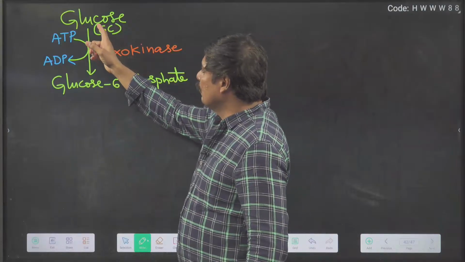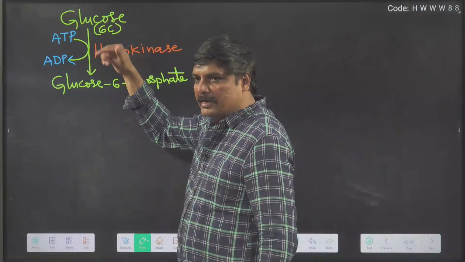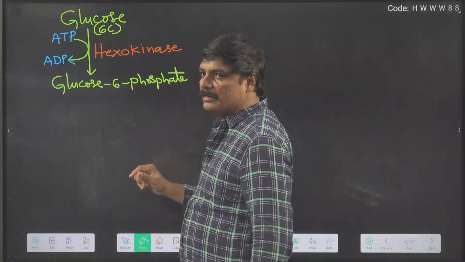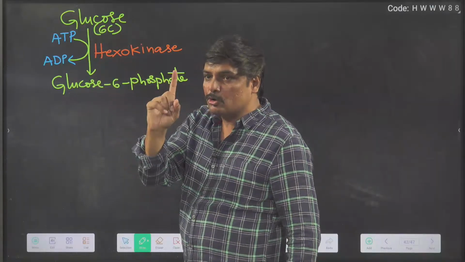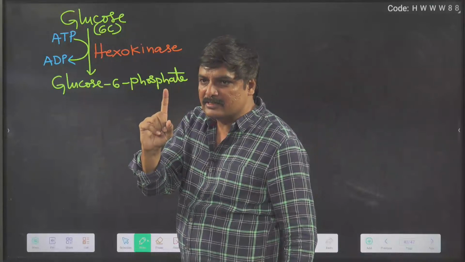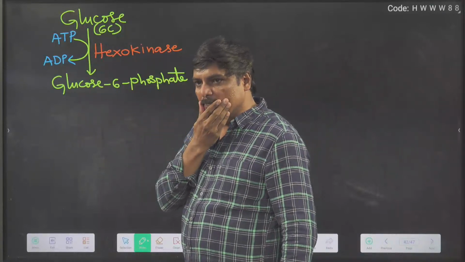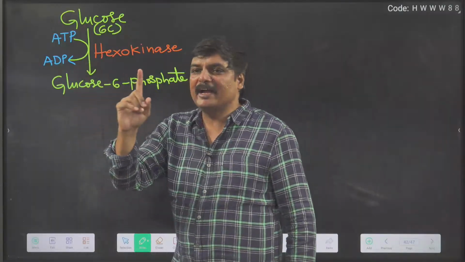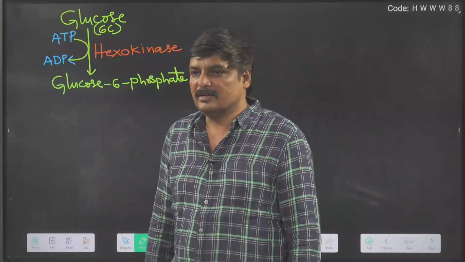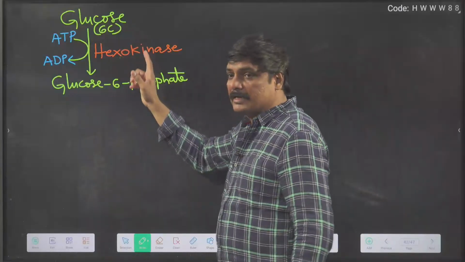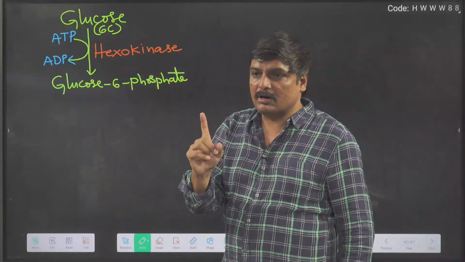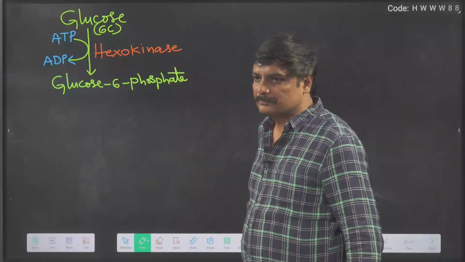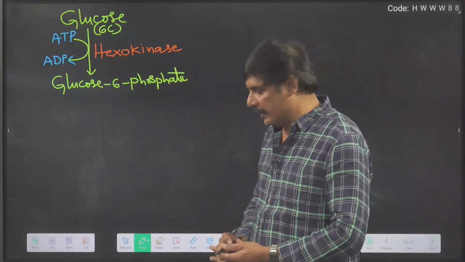Glucose is phosphorylated to glucose 6-phosphate. Here, one ATP is used, so that it becomes ADP. Clear? And this is catalyzed by an enzyme called hexokinase. Yes. Next.